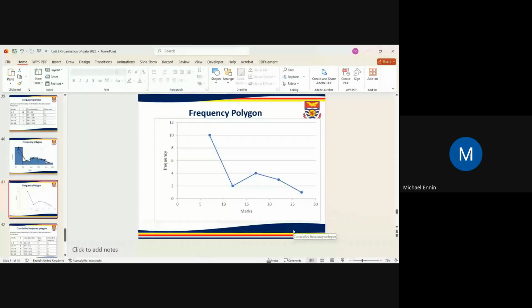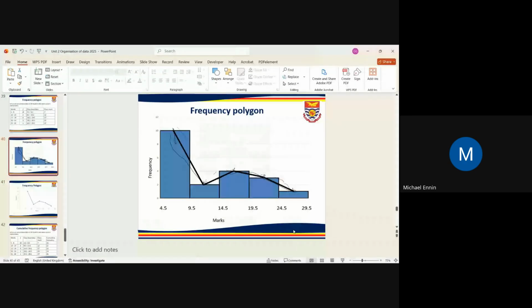Sir, my question is, it seems we use the histogram to draw the frequency polygon. So I want to find out if we can also use a bar chart to draw the frequency polygon.